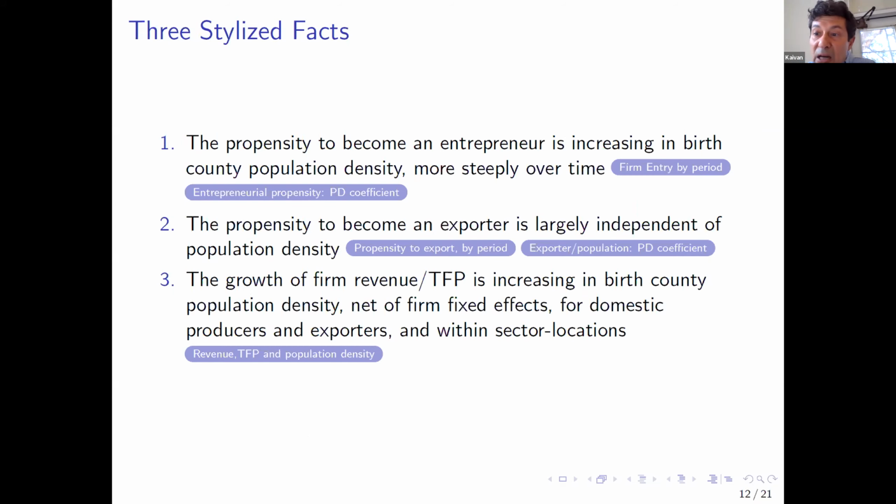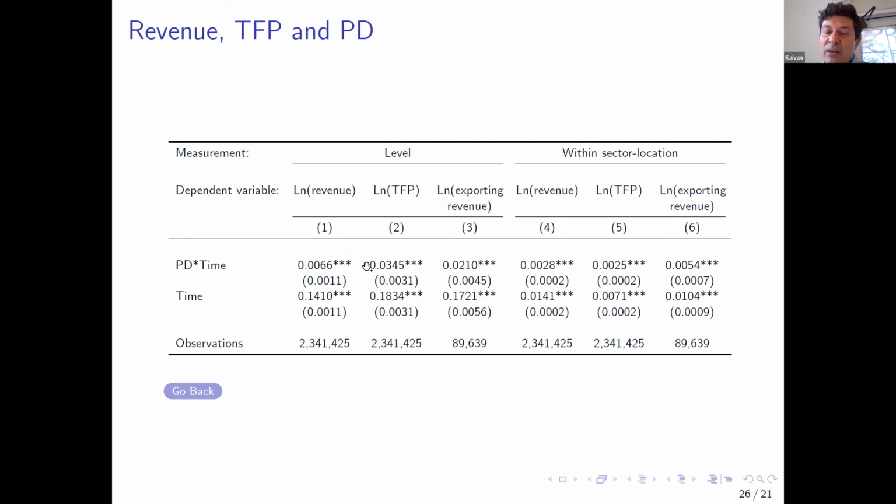And to look at that, we should look at the outcomes of these firms, at the performance of these firms. And what we do here is we look at the revenue of these firms over time. So we're including firm fixed effects in all of these regressions. And we're seeing how the revenue of these firms is changing over time with respect to population density.